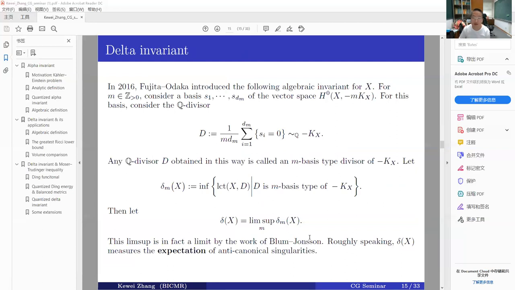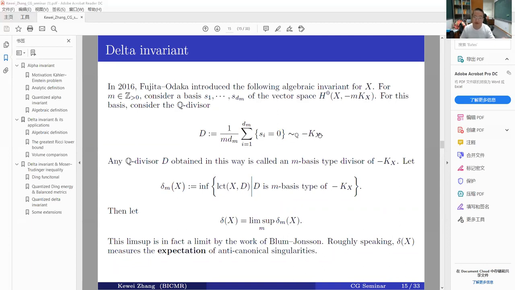This is the story for alpha invariant. But now let's go to this delta invariant. This was introduced by Fujita and Odaka in 2016. And the definition is as follows. You consider this vector space, and then you take a basis, let's say s_1 to s_{d_m}. Then each section s_i cuts out a divisor. Then you sum up all these divisors and you normalize these divisors. You cook up some effective Q-divisor, which is Q-linearly equivalent to your line bundle.